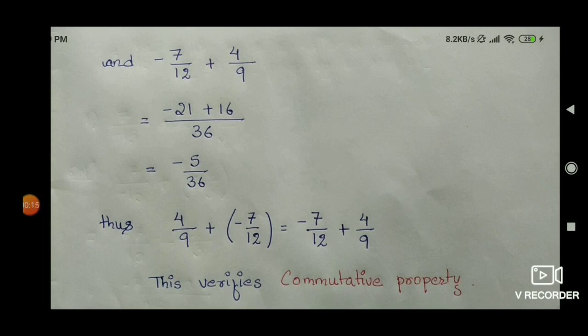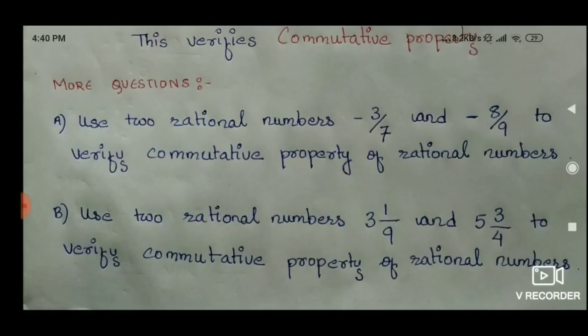Thus, on interchanging the position of the numbers 4 by 9 and minus 7 by 12, and then adding, it will always be equal. Thus, the commutative property is verified. Here are two more questions related to commutative property of rational numbers which you can try at home.